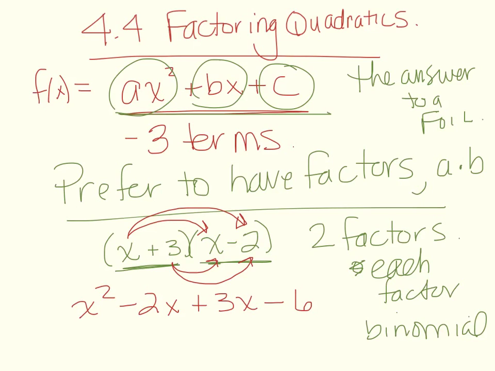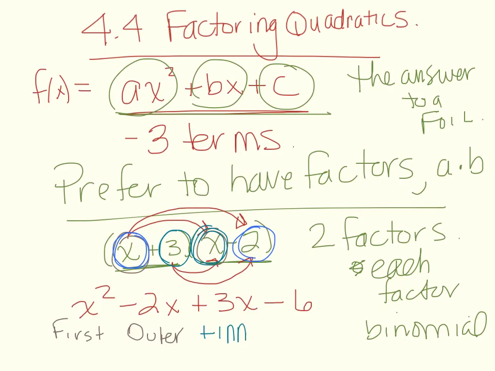Why do we call this FOIL? Because if you look, this was the first terms. This one is the outer terms, where, let's see if I can find another color for you. The outer terms are these and these, and then we can have the inner terms, which are this one and this one, so inner. And finally, we have last terms, this one and this one. Okay, so FOIL, that's why we call it FOIL.